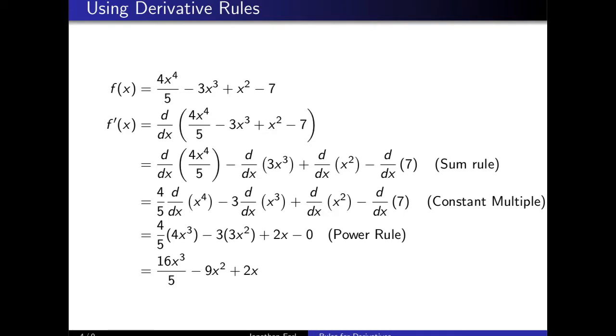The next thing that we can do is pull out constant multiples. So we'll get 4/5 times the derivative of x to the 4 minus 3 times the derivative of x cubed, and so on. Now what we've done is reduced our problem down to finding the derivative of powers of x, or constants in the case of the last term, which is quite nice.